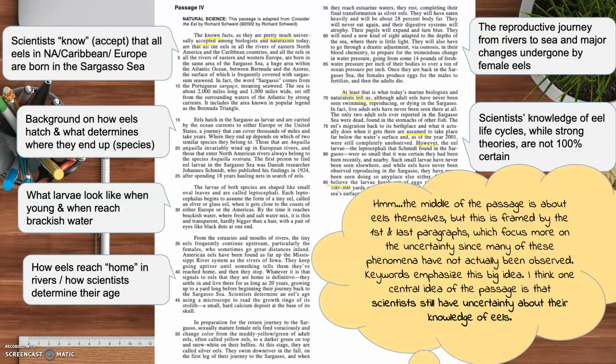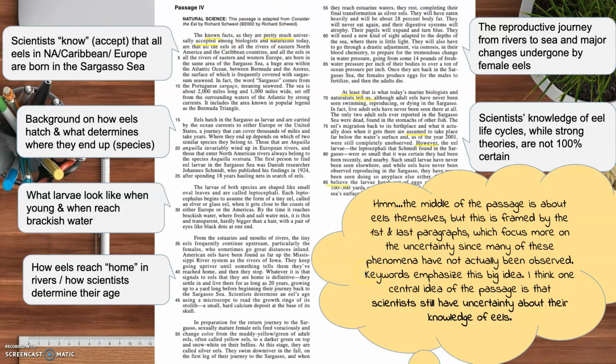So as I was looking at this passage, we noticed that the middle of the passage is about the eel life cycle itself. But this focus is framed by the first and the last paragraphs. And these paragraphs focus more on the uncertainty, since many of the phenomena have not actually been observed by scientists. All of the key words that we recognized earlier emphasized this big idea.